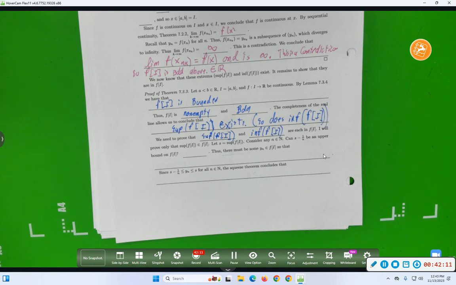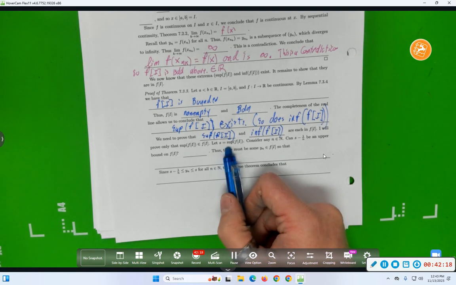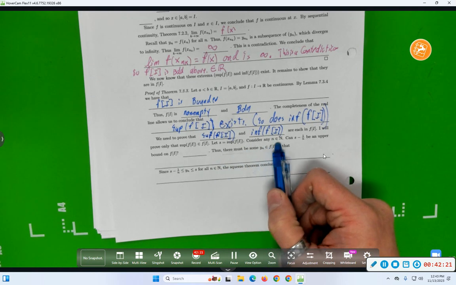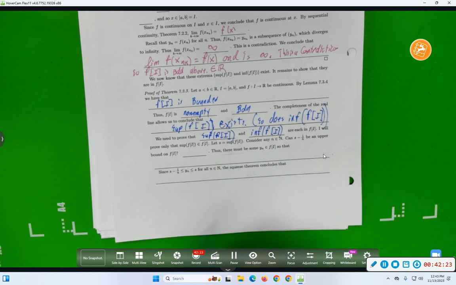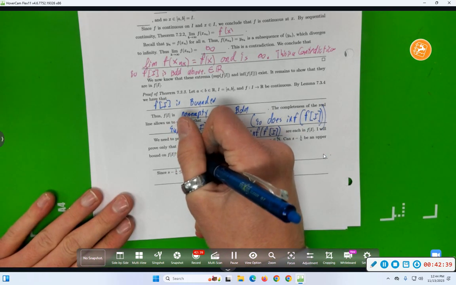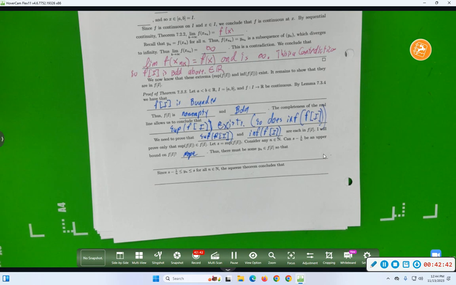And we've already verbally sketched the proof. So we just need to go through those motions. So let's let S be the supremum of f of I. Consider any n in the natural numbers. S minus 1 over n. Could that be an upper bound? No, why not? Less than the supremum. Supremum is the least upper bound. Nope. So, that sucker is not an upper bound.